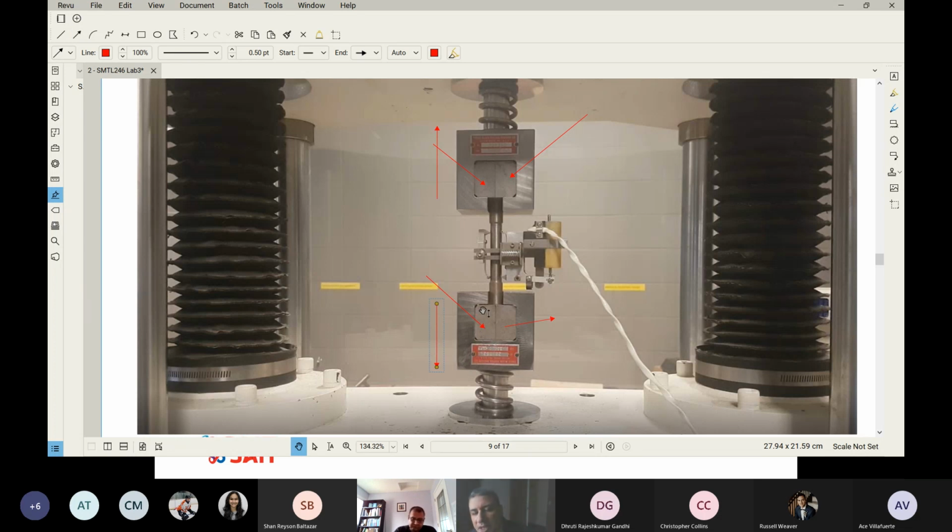Okay. And you can see, where is the extensometer? It's right here. So this device right here simply measures the strain, and you can see there is a cable, and this cable is connected to our computer, where it reads all the extension or the elongation, and we can draw the relationship between the stress and the strain.